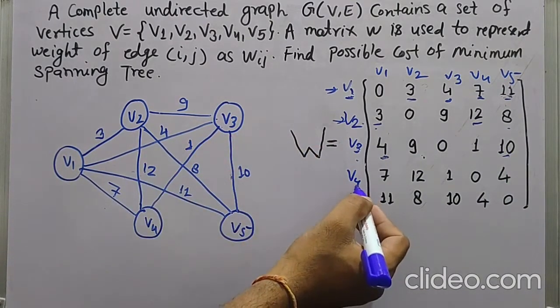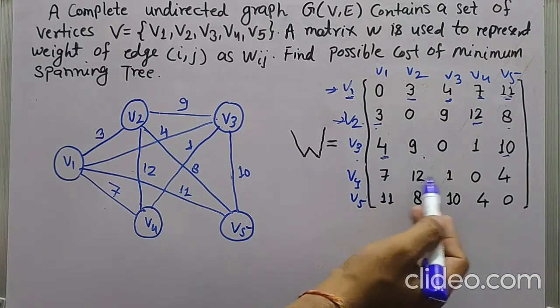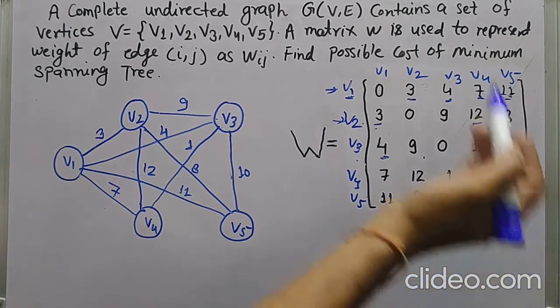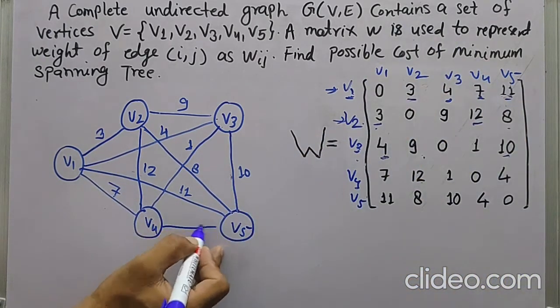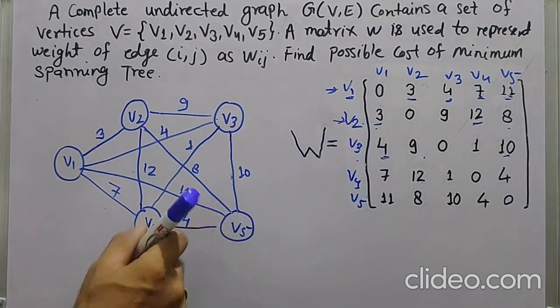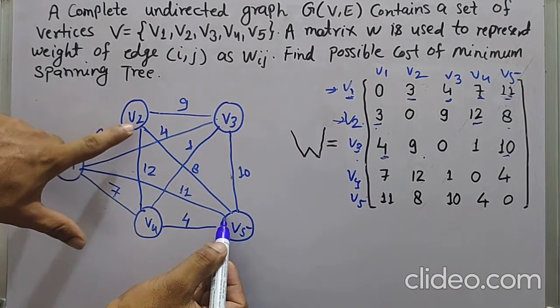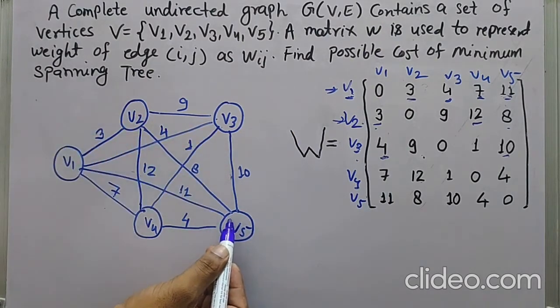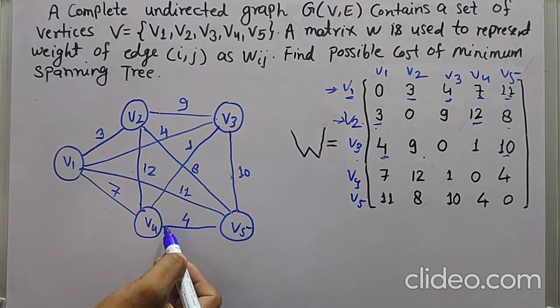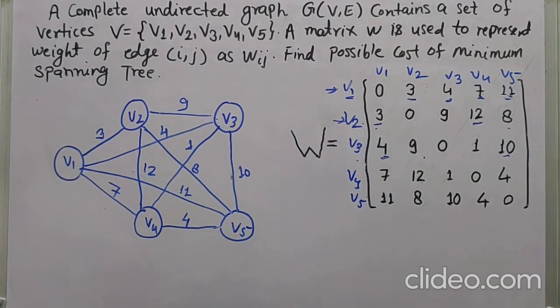Now come to V4. V4 to V1, V2, V3 we have drawn. V4 to V5 is given as 4. Now for V5, V5 to V1 is 11, V5 to V2 is 8, V5 to V3 is 10, V5 to V4 is 4, and V5 to V5 is 0, no edge. So this is my complete graph according to the given adjacency matrix.